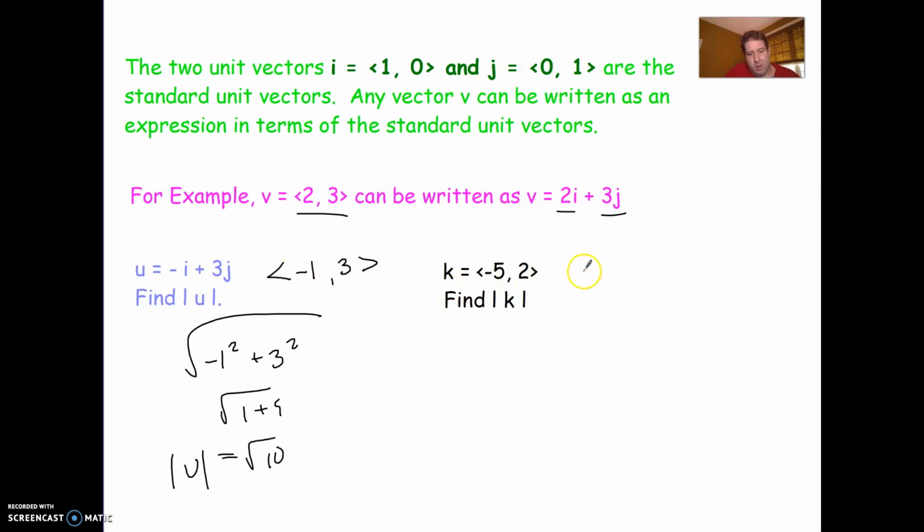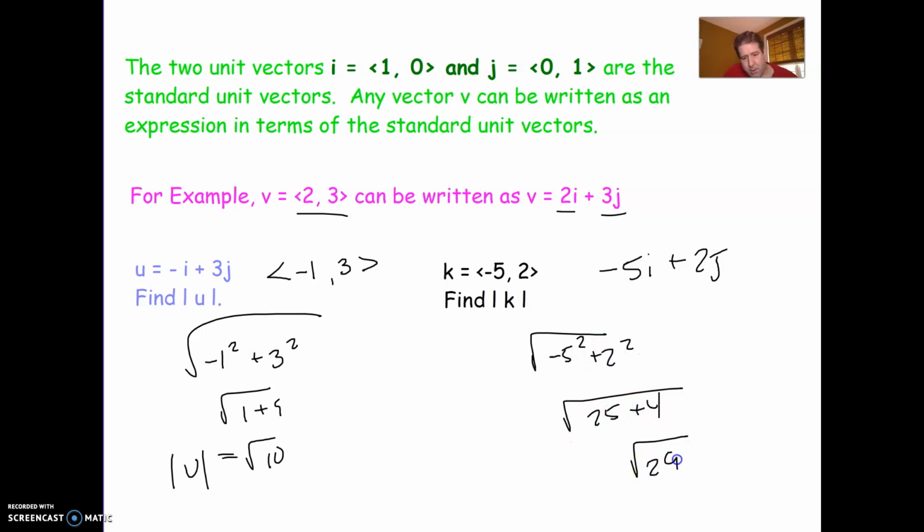First thing I'm going to do is change this. This is really the same thing as negative 5i plus 2j. So this and this are the exact same thing. Then find the magnitude of that. That would be the square root of negative 5 squared plus 2 squared, which becomes 25 plus 4, and then you've got the square root of 29 as the magnitude. So k's magnitude is the square root of 29.